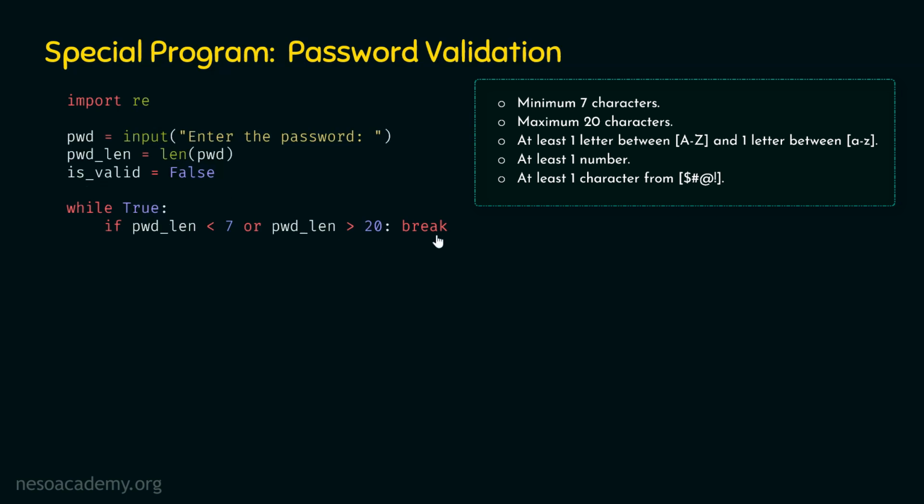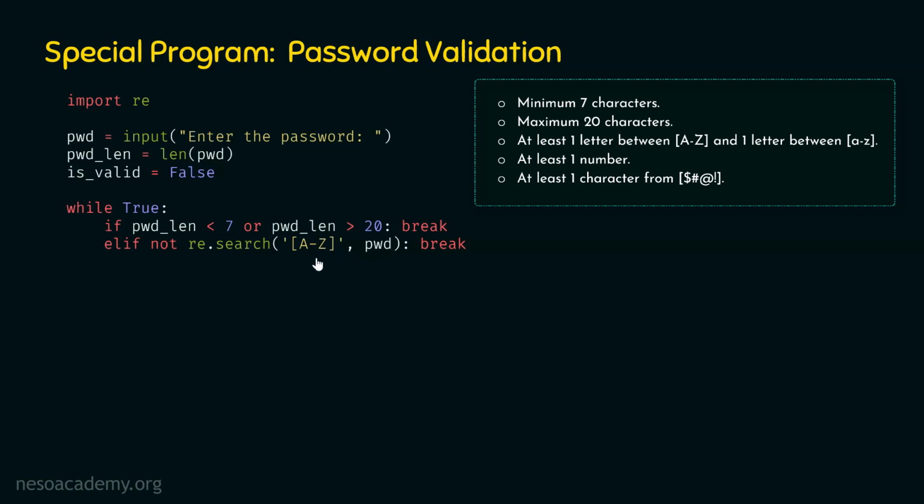After this, we need to check the third requirement. If it is the case that the password does not contain at least one character from this range, then we will break the loop. Here we are using the search function to search for this pattern within this password which is entered by the user. Here we are passing this range capital A to capital Z within square brackets, which indicates that at least one character from this range must be there in pwd.